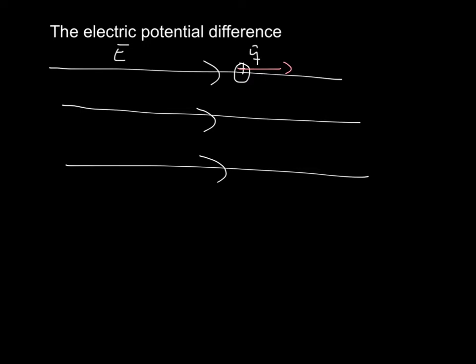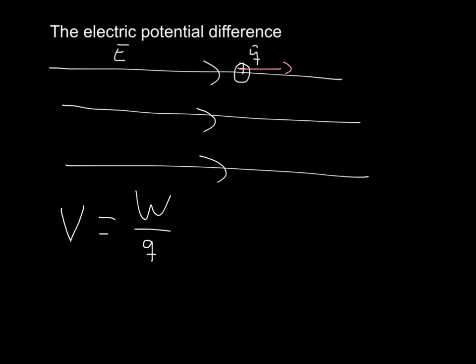So what I can say is how much work per unit of charge this electric field is going to do if I put a charge here and I let it move a certain distance. And that's what potential difference is. The potential difference is the work that this electric field does per unit charge. So let's write this down. Potential difference, and we write V, is equal to the work per unit charge.